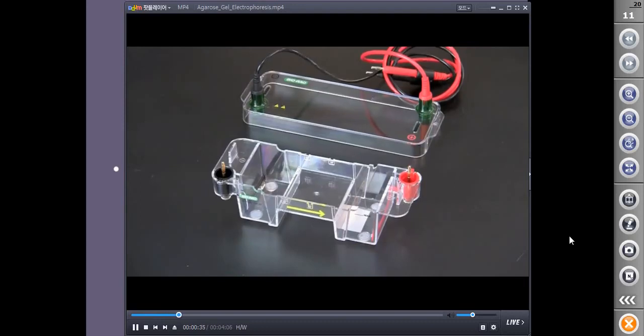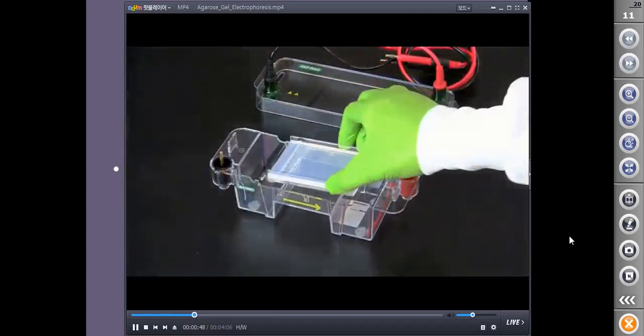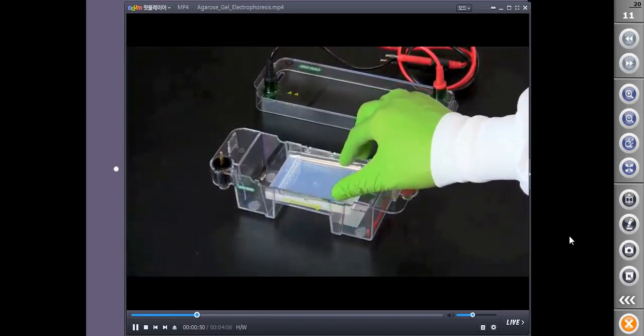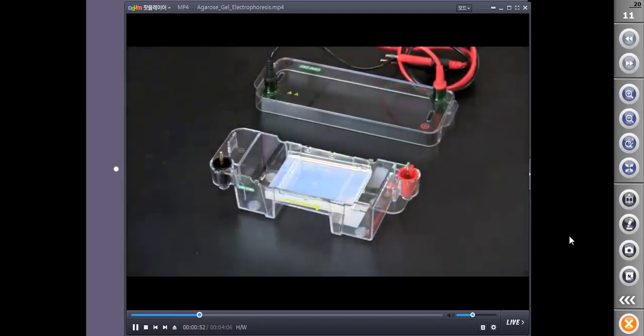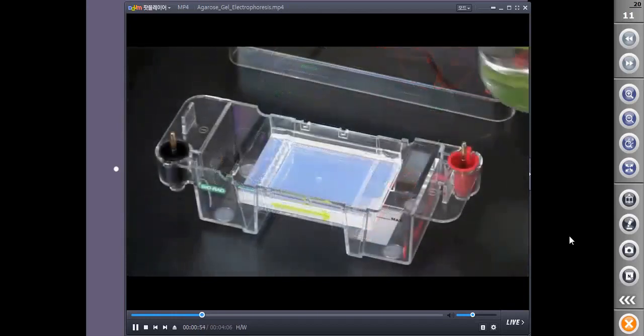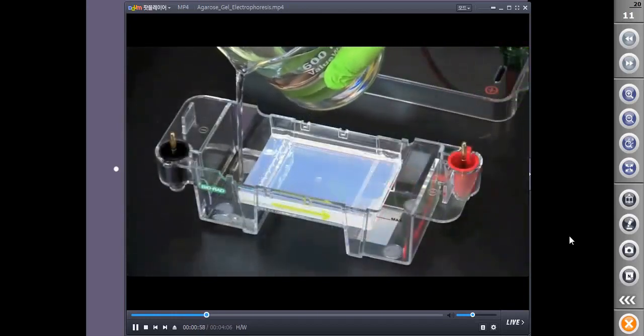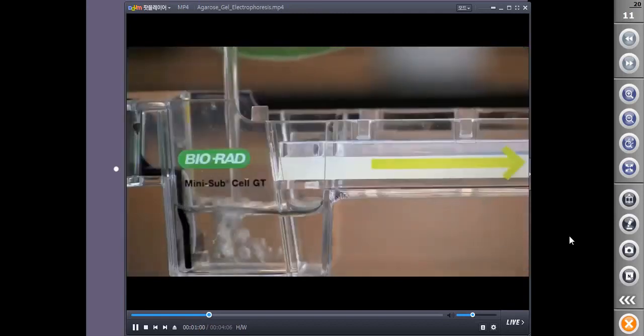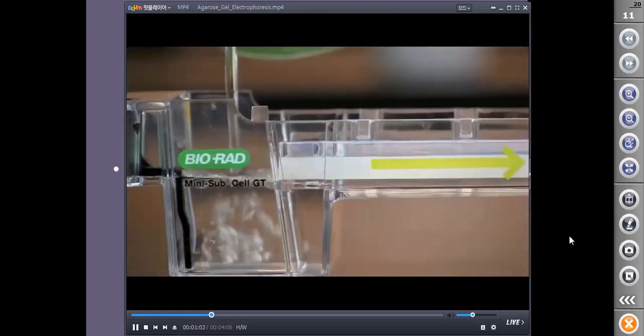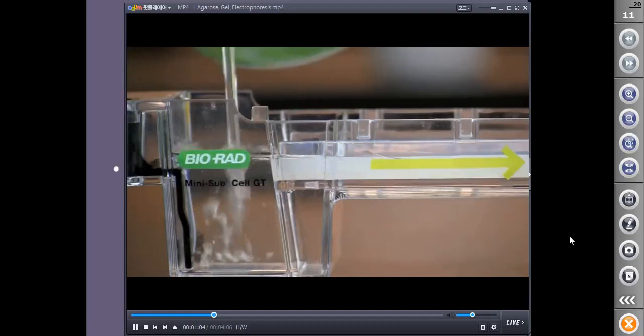First, align the gel so that the wells are closest to the negative or black electrode. DNA is negatively charged and will move from the negative electrode through the gel toward the positive or red electrode. Place the agarose gel into the gel chamber. Add electrophoresis running buffer to the reservoirs at each end of the gel chamber, and keep adding buffer until the wells in the gel are covered by at least 2 millimeters of buffer.